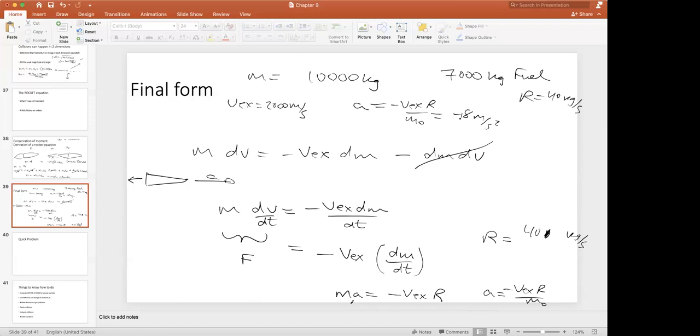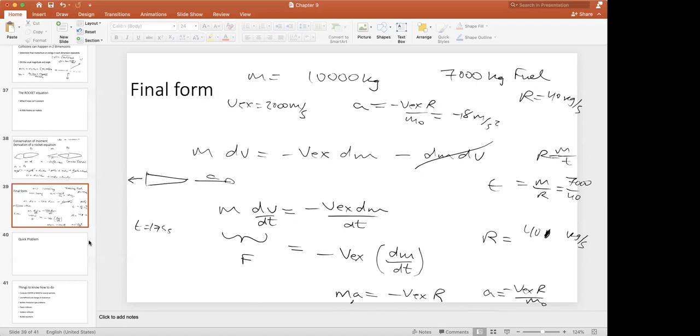But we've got 8 here, right? How long would it be able to burn fuel for? Well, R is the mass over time, right? Mass of the fuel. So the time is the mass over R, which is 7,000 over 40. And we can compute that as 7,000 divided by 40 is 175 seconds. So we would have a time of 175 seconds worth of burn.